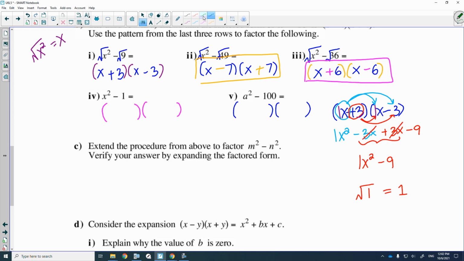Okay, Juan, what are you getting for x squared minus 1? What are the 2 factors? Okay, x minus 1. That's correct. Because the square root of x squared is x. The square root of 1 is 1. A squared minus 100. Ainsley, factor that for me.